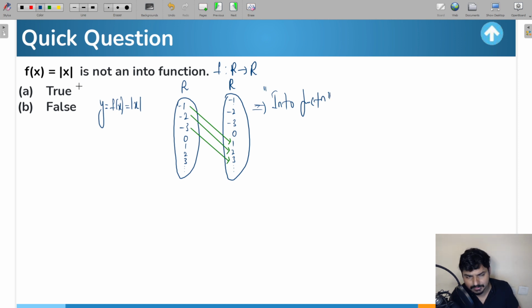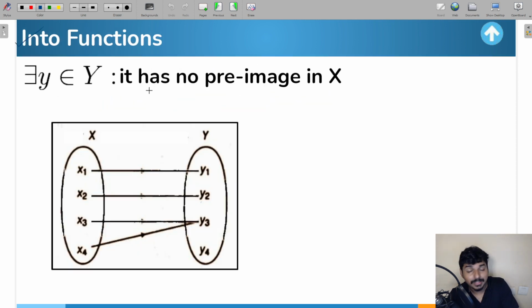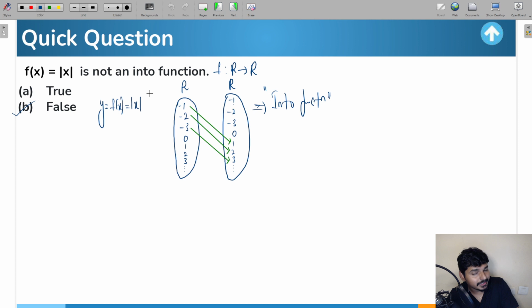So if you see the options, everyone, definitely option A is the right answer. That mod x is not an onto, sorry, mod x is not an into function, that's not going to be correct. It's going to be false because mod x is definitely an into function. Okay, so I hope this question is clear for everyone, guys. So that is the concept of one-one, many-one, onto, and into.